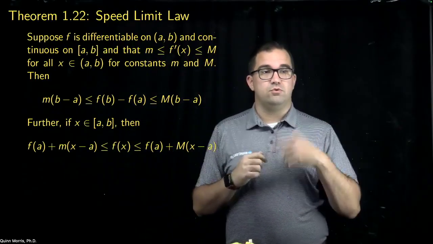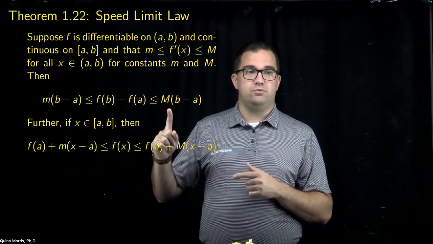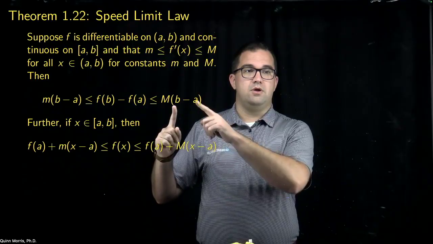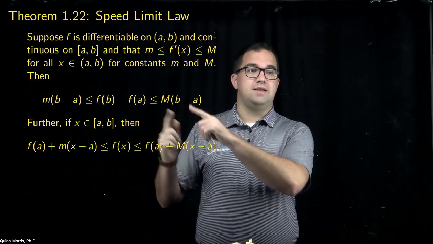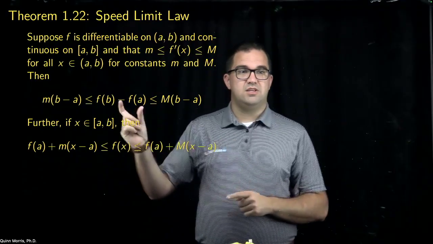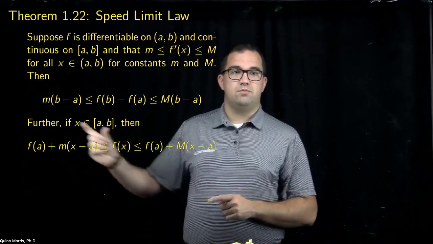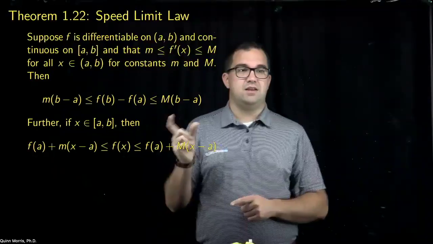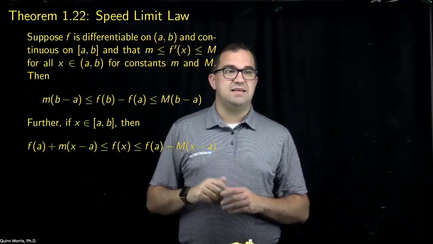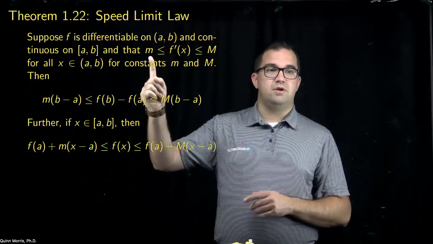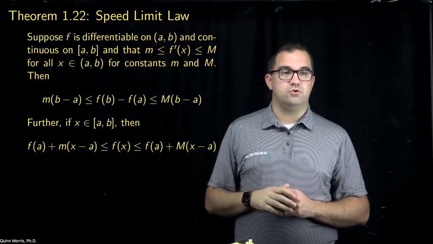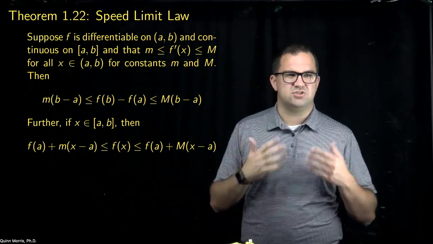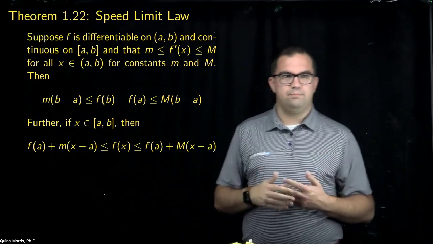On the upper end, if you were traveling 45 miles an hour, you would have traveled 45 miles per hour times 2 minus 0 hours. So that would be 90 miles. So I could tell you that the distance you covered was somewhere between 70 and 90 miles based on information about your speed and a lower bound and upper bound for your speed. Okay, so that's why this is called the speed limit law.